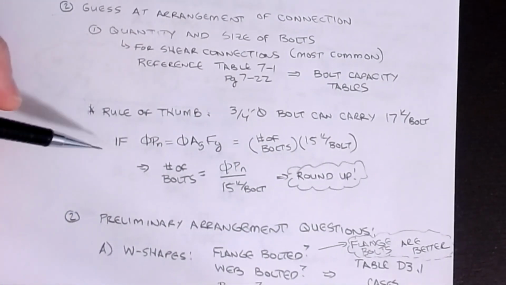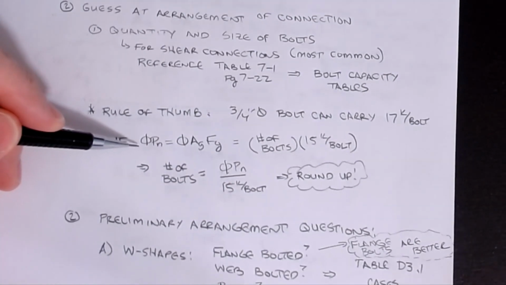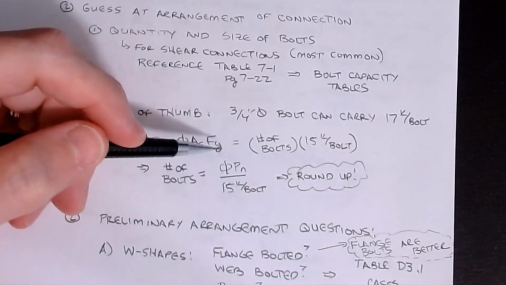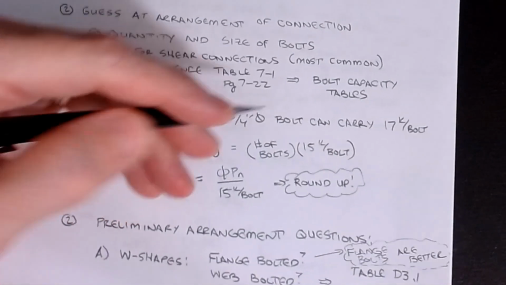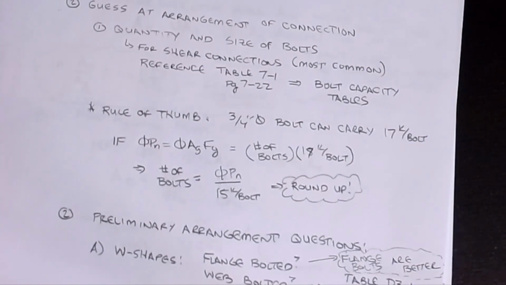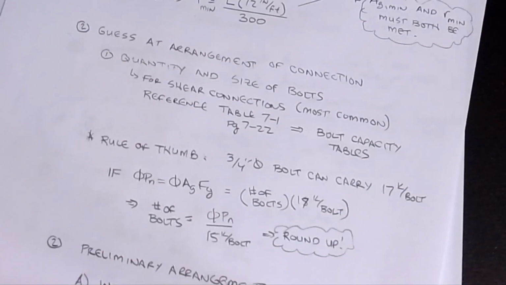Okay, now if our theoretical maximum capacity we declared up in step 1 was based off of gross yielding, phi PN was phi AG FY, I can set that equal to, for the connection, the number of bolts multiplied by 17 kips per bolt. It's kind of a guess. Okay, so that's what we're going to do.